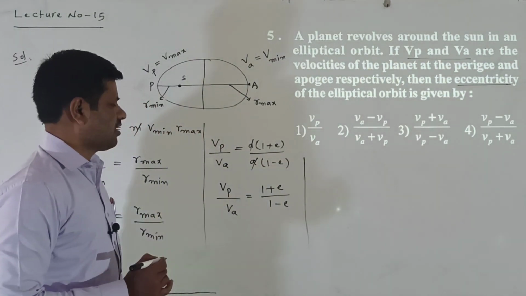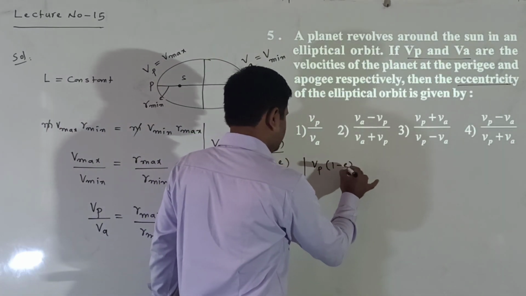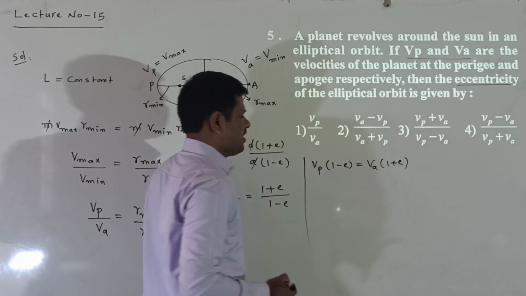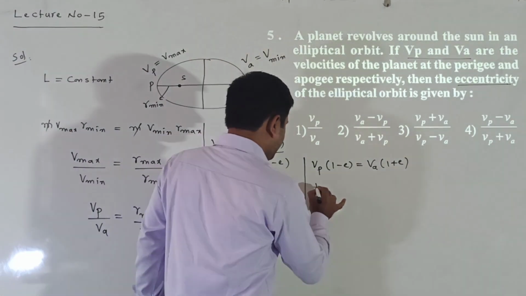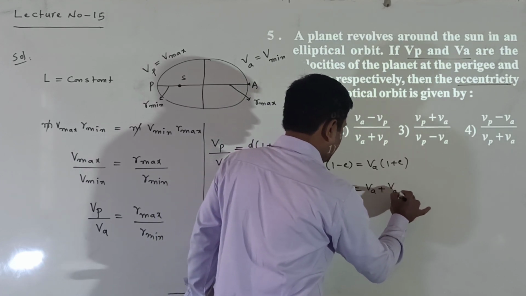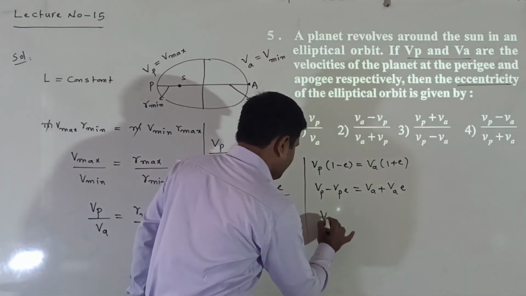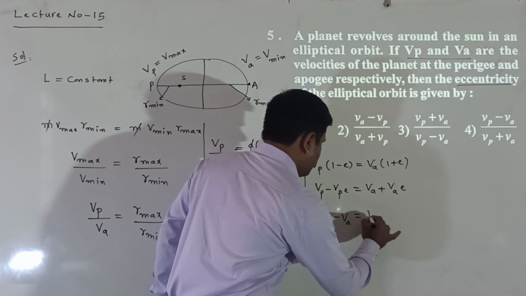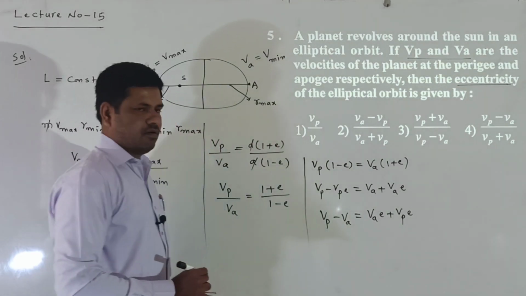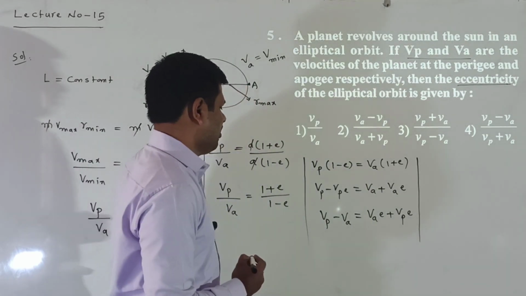Since e is asked, we make the cross multiplication. Here we get Vp into 1 minus e is equal to Va into 1 plus e. So Vp minus Vp e is equal to Va plus Va e. Now taking Va to this side, Vp minus Va is equal to Va e plus Vp e. Right. Now from this I want to find the value of e.